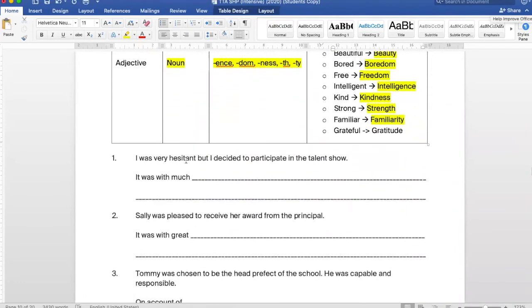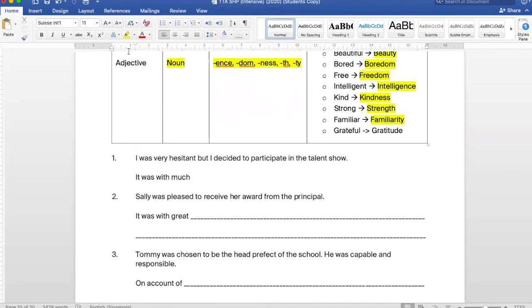Question 1. I was very hesitant, but I decided to participate in the talent show. Atira, how do I answer question 1? It was with much hesitance, but I decided to participate in the talent show. Hesitant, you need to change it to hesitation. So it was with much hesitation that I decided to participate in the talent show. Yes, so hesitant changes to hesitation. Take note.